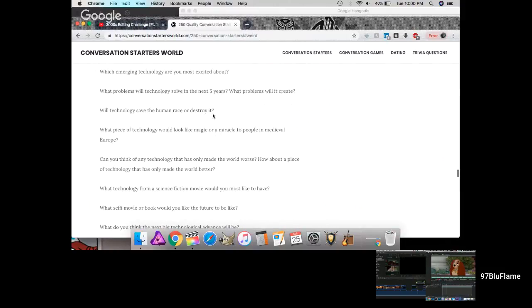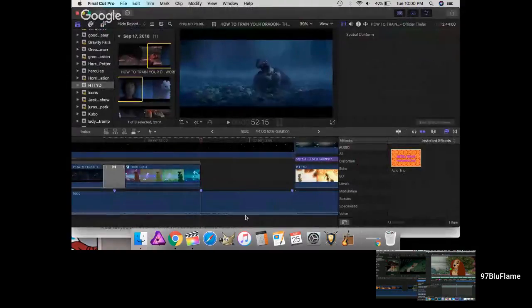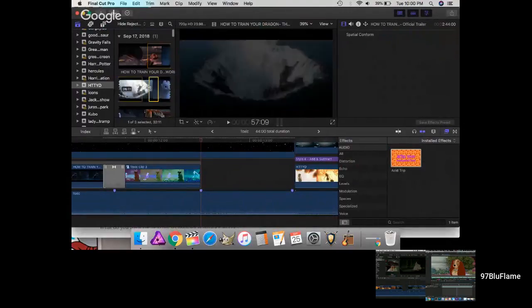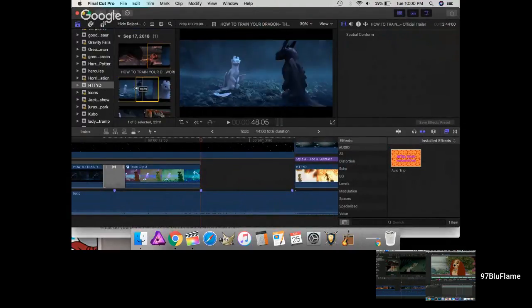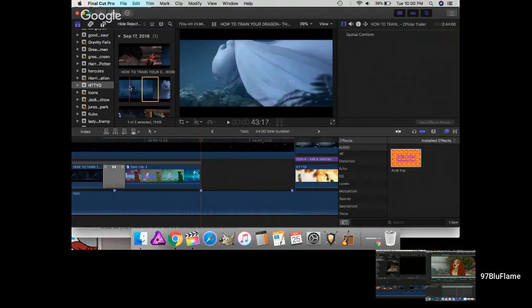Ooh, what piece of technology would look like magic or a miracle to people in medieval Europe? Literally what we're doing right now. Yeah. What is this animation you speak of? What is a movie? Oh, it's moving pictures! How does one make illuminated manuscripts move?